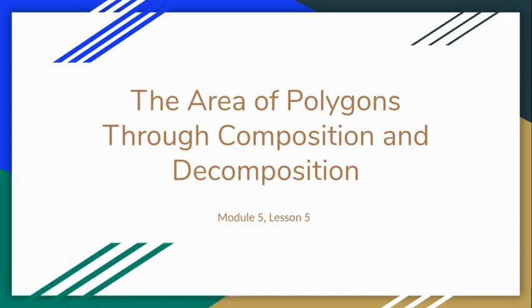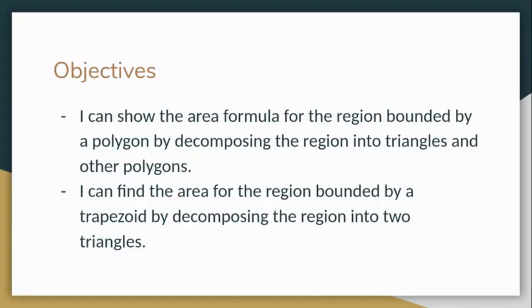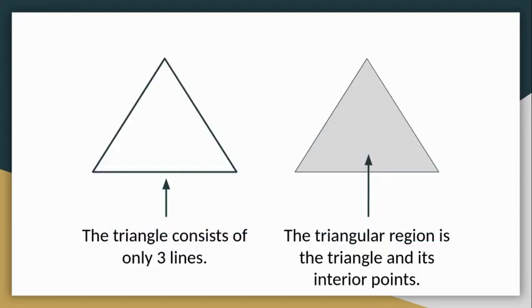Today we're finding the area of polygons through composition and decomposition. We have two objectives today. They are that we can show the area formula for the region bounded by a polygon by decomposing the region into triangles and other polygons, and that we can find the area for the region bounded by a trapezoid by decomposing the region into two triangles.